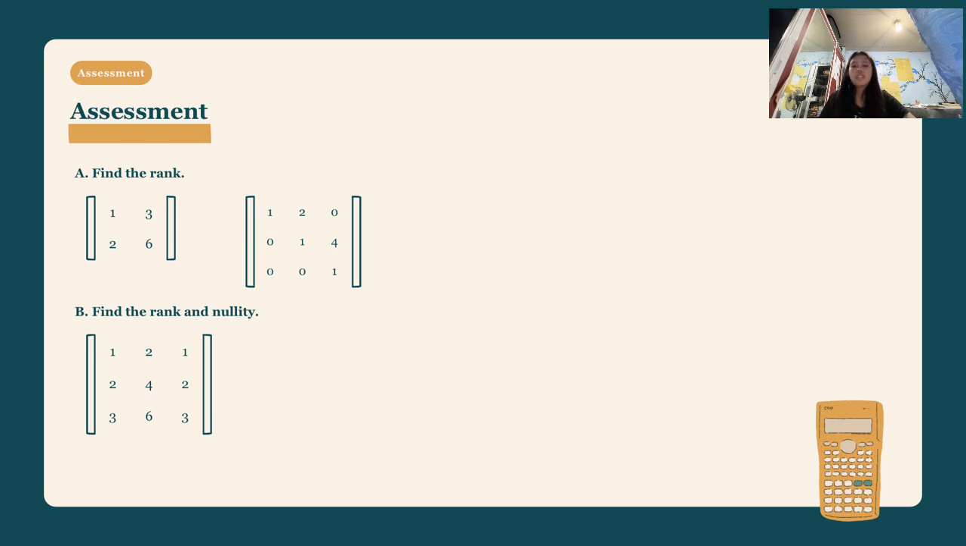So remember the steps. First is to reduce the matrix to row echelon form. Second, count the pivot rows to obtain the rank. Third, use the rank nullity theorem to determine the nullity. So you have a few minutes to solve these problems before we discuss the answers.